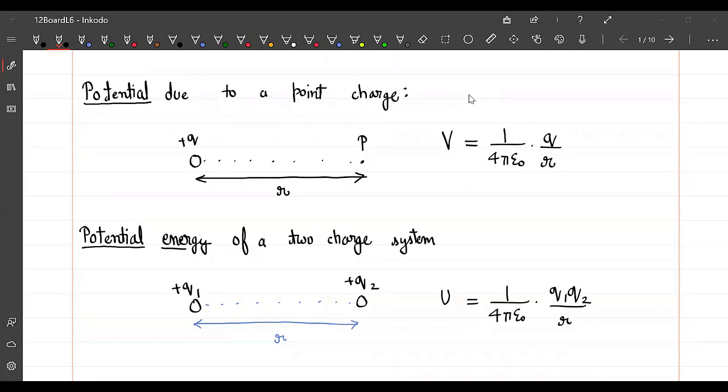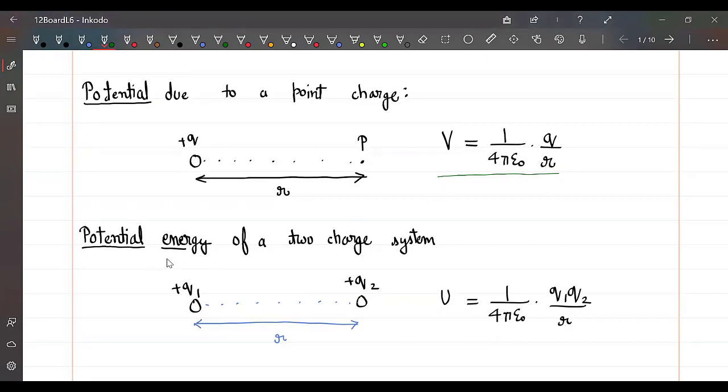Hello everyone. We were discussing potential and potential energy. If you want to talk about potential due to a point charge, that is the amount of potential that a single point charge gives at a distance r away, given by this formula: V is equal to Q by 4 pi epsilon naught r. That is kQ by r.